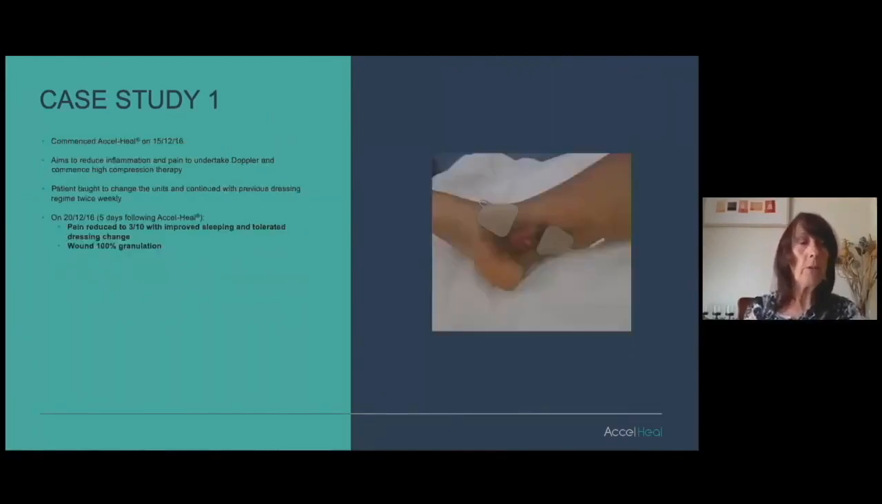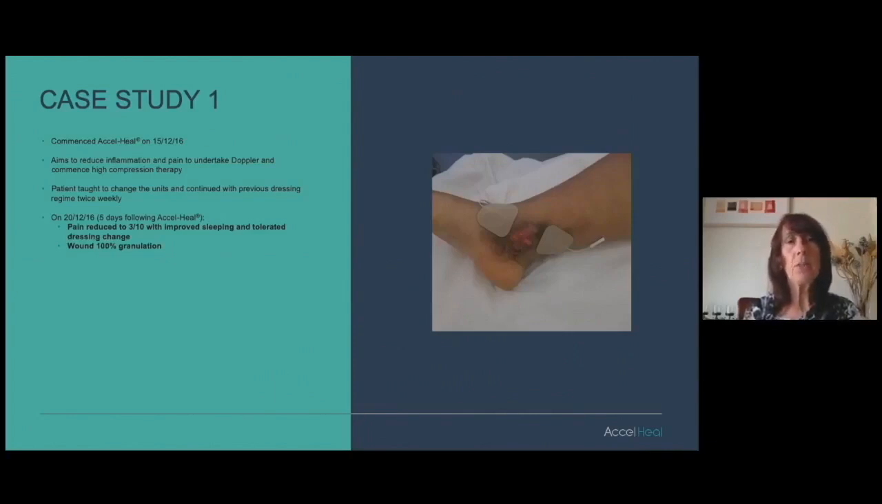So we commenced the therapy that same day with the aim to reduce the inflammation and, very importantly, the pain, in order to facilitate use of high compression therapy. As you can see, the electrode pads are in situ there, about 1 centimetre from the wound edges. The patient was taught how to apply and change the electrode device herself, and we continued with twice weekly dressings.